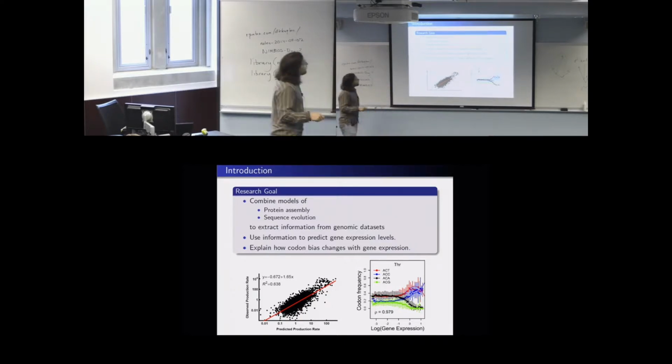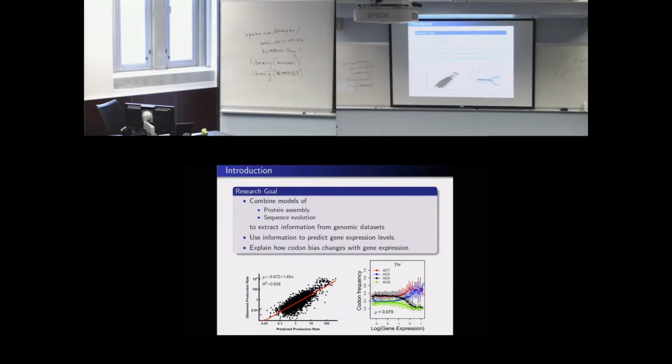The idea is that we're going to try and extract this information by using models that describe these things. One of the key things we get out of this work is the ability to take a genome and predict the protein production rates of a gene based on the pattern of codon usage within that gene. And we find that our predicted rates are on par, in terms of predictability, with empirical estimates of these rates. So we're quite happy with that.